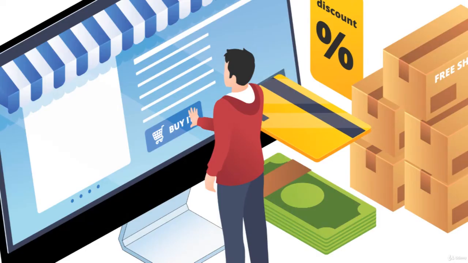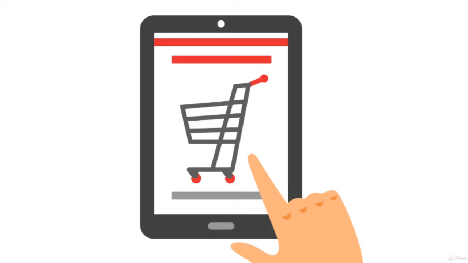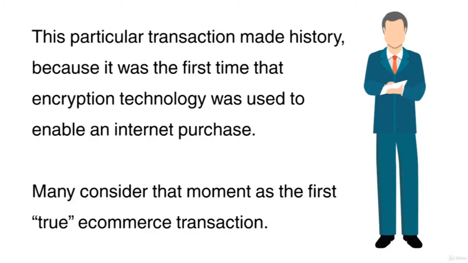The first modern transaction in e-commerce occurred on the 11th of August 1994. Around noon that day, Phil Brandenberger of Philadelphia logged onto his computer and used his credit card to buy Sting's Ten Summoner's Tales for $12.48 plus shipping. This particular transaction made history because it was the first time that encryption technology was used to enable an internet purchase. Many consider that moment as the first true e-commerce transaction.